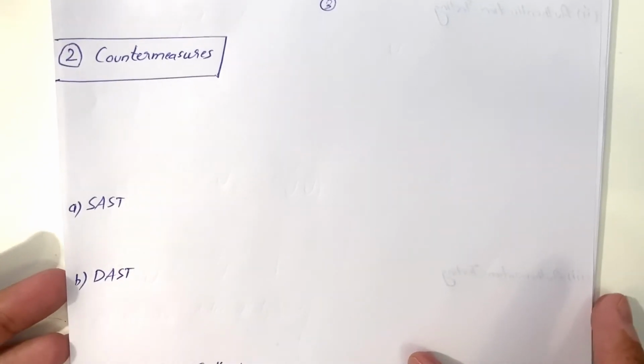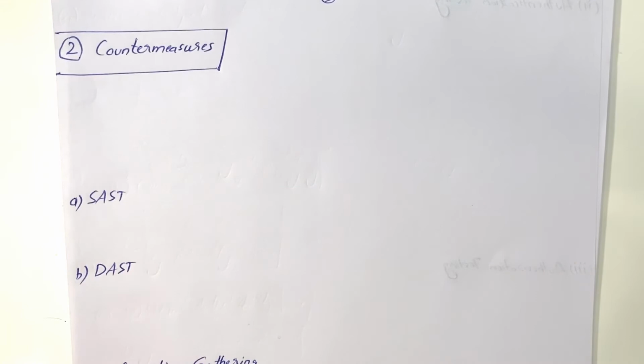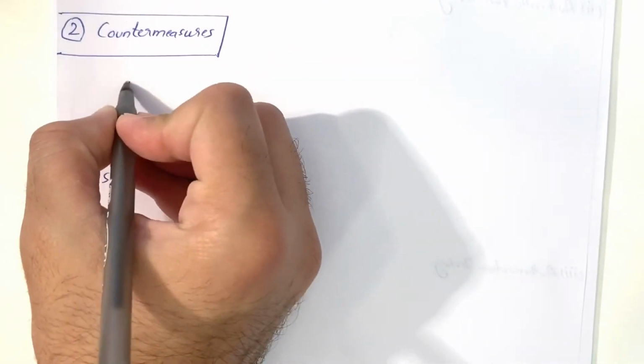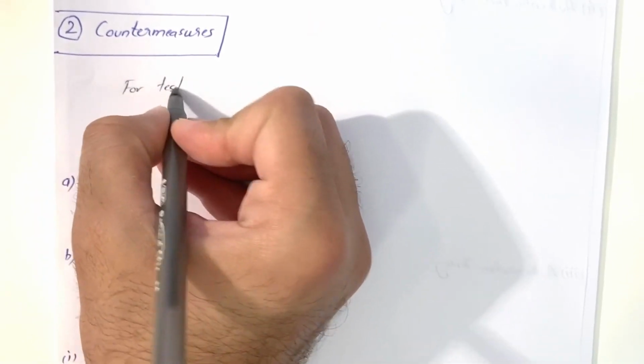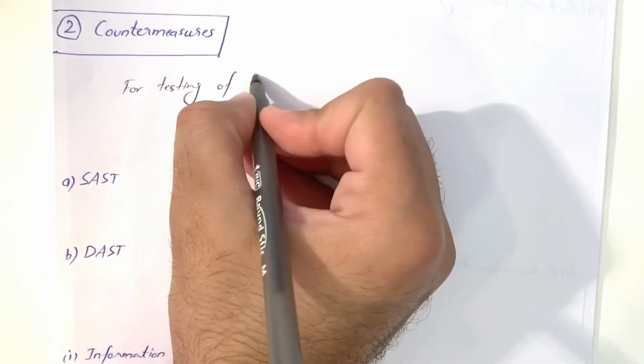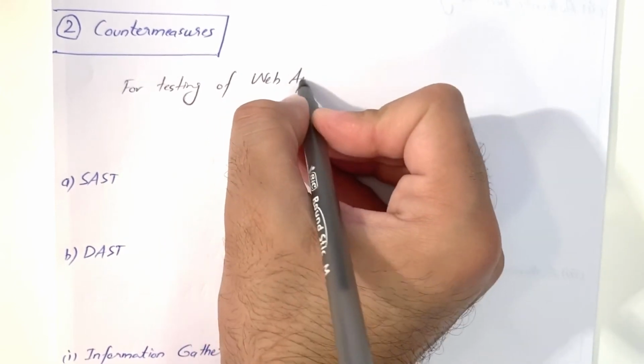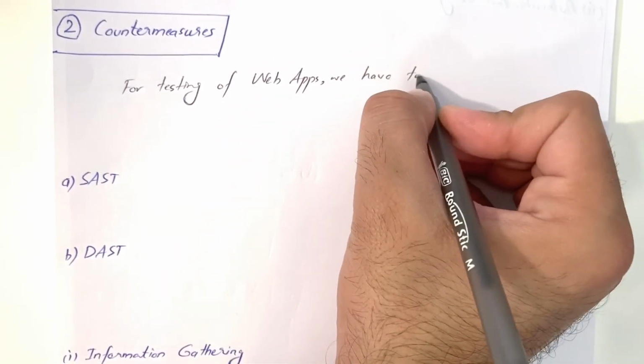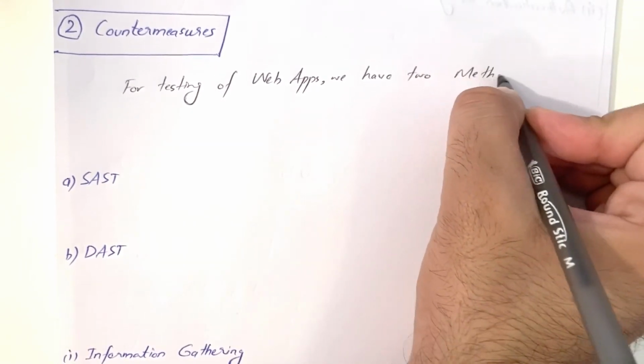The next is the countermeasures. How can we avoid these vulnerabilities? Is there a way we can avoid these vulnerabilities? In order to test an application for vulnerabilities, for testing of web applications, we have two methods.